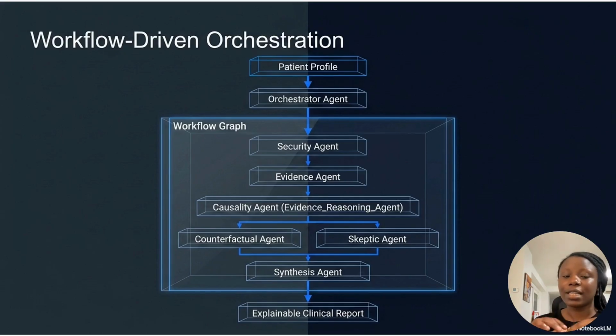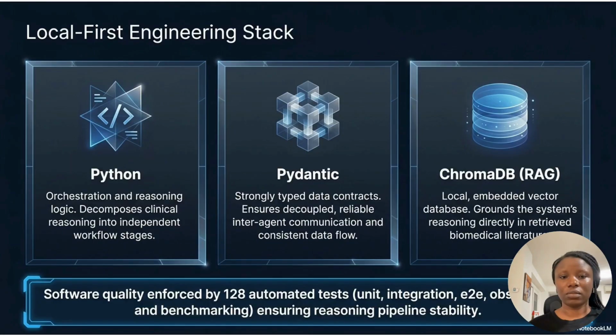The counterfactual agent explores possible lifestyle interventions, while the skeptic agent independently critiques the reasoning, highlights missing information, and adjusts confidence where appropriate. Finally, the synthesis agent combines everything into a transparent clinical report with complete reasoning trace.